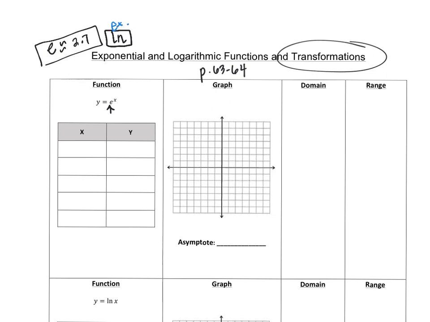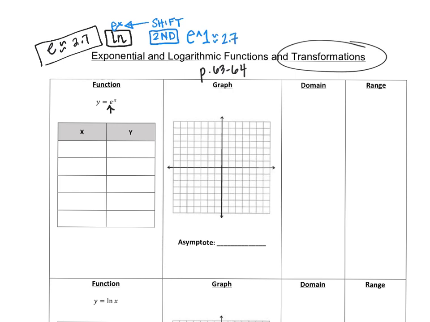And so if you want to use the button that is above the ln button, you're going to have to push shift first, or sometimes you'll see a second button. And then when you hit ln, it will prompt you to put e to the x. And so if you want to know the value of e, we're really looking at e to the first power. So when you punch that into your calculator, you'll see that 2.7.